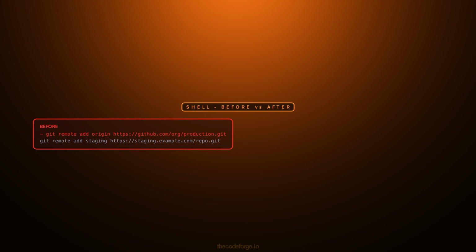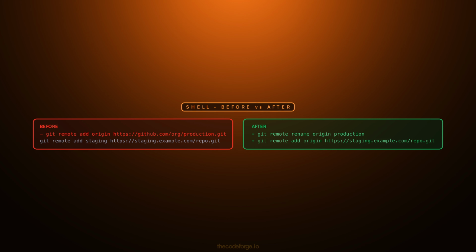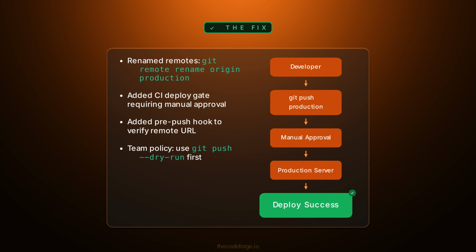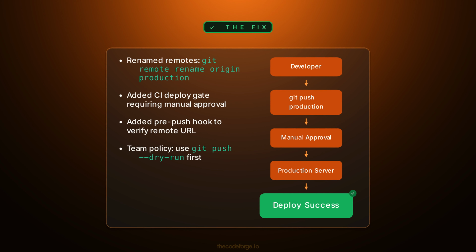The remote origin pointed to production, but the developer assumed it was staging, causing unverified code to be pushed to production. Renaming origin to production and adding a staging remote clarifies the target. The fix involved renaming the ambiguous remote, adding a deploy gate, and implementing a pre-push hook.